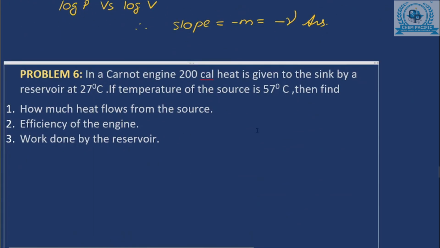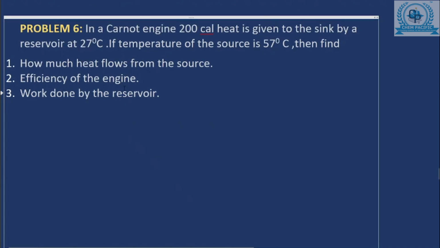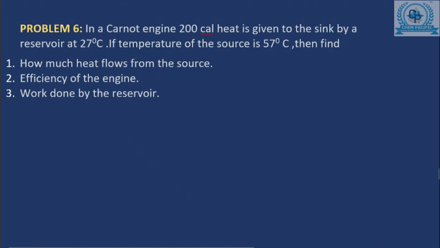In a Carnot engine, 200 calories of heat is given to the sink. When they are telling you that 200 calories of heat is given to the sink, it means the heat is given out, that is Q1, by a reservoir at 27 degrees Celsius. And the temperature of the source is 57 degrees Celsius, and they are asking how much heat flows from the source, the efficiency, and the work done by the reservoir.